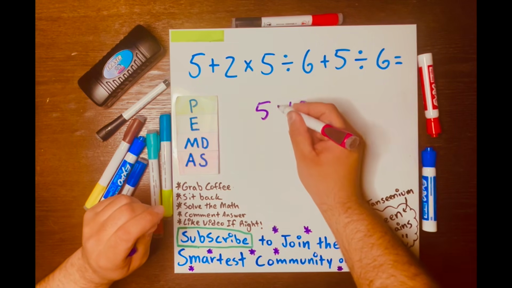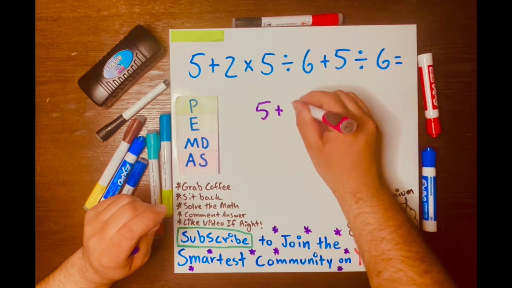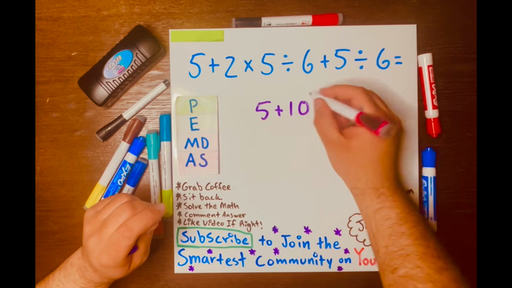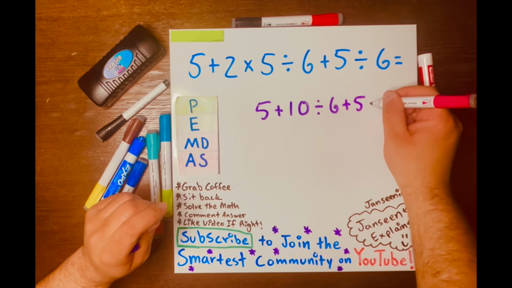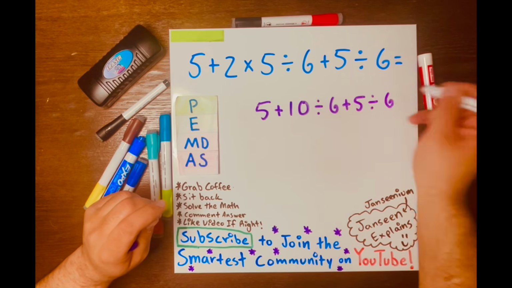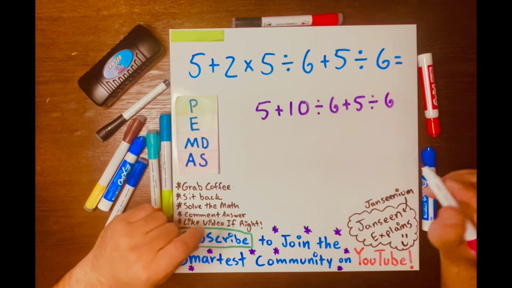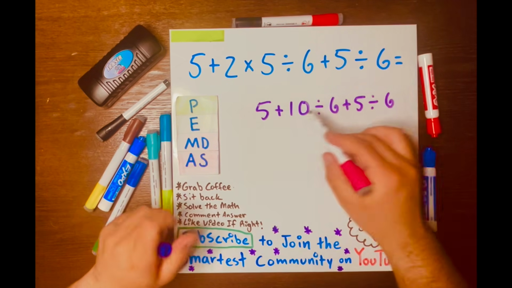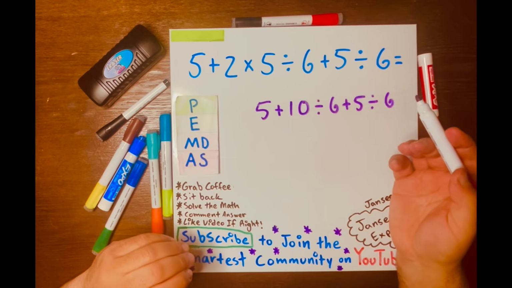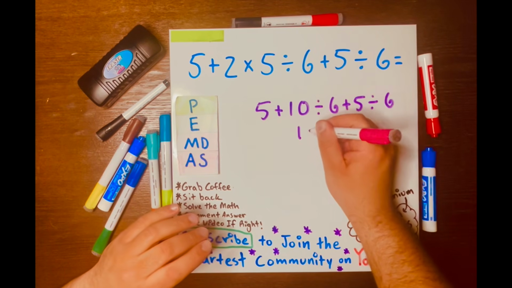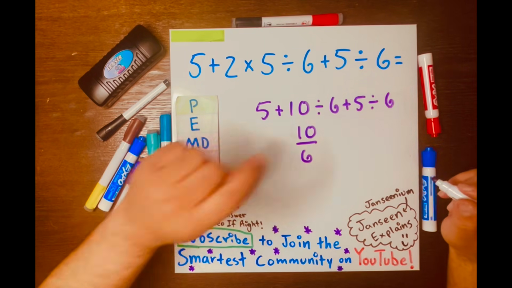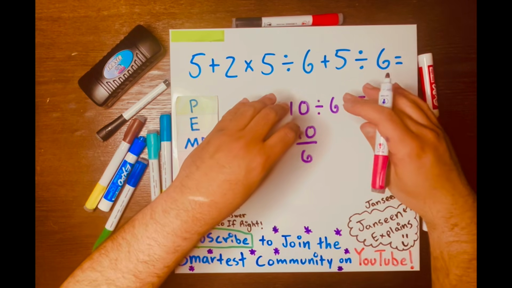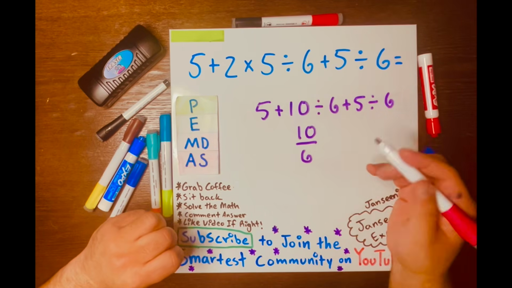So 5 plus 10 divided by 6 plus 5 divided by 6. Looking back at PEMDAS, division goes first. So what is 10 divided by 6? I don't know. So I'll write it in a fraction form to make the math fun and simple. 10 over 6. Now let's bring the rest of the numbers down, but in fraction forms.